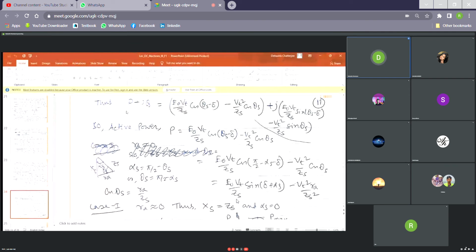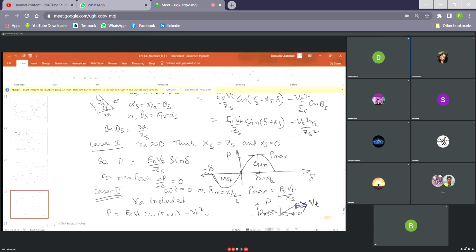Now from here you can have two cases. I was always telling that for a better approximation or for easier calculation, you can sometimes take Ra equal to 0, Ra negligible. If you do that, then Zs will actually be Xs and alpha s will be 0, because you have neglected Ra. Putting Ra equal to 0 and alpha equal to 0, you get the power expression as E0 Vt by Xs. I have written Zs, it will actually be Xs: E0 Vt by Xs sin delta, right? And if you draw the P delta curve, it will simply be a sine curve.